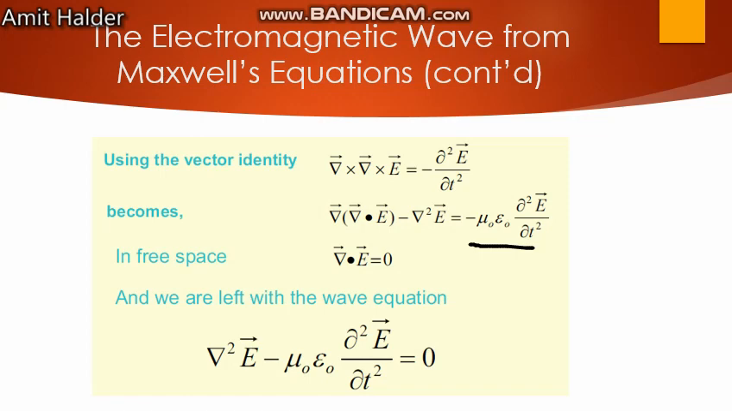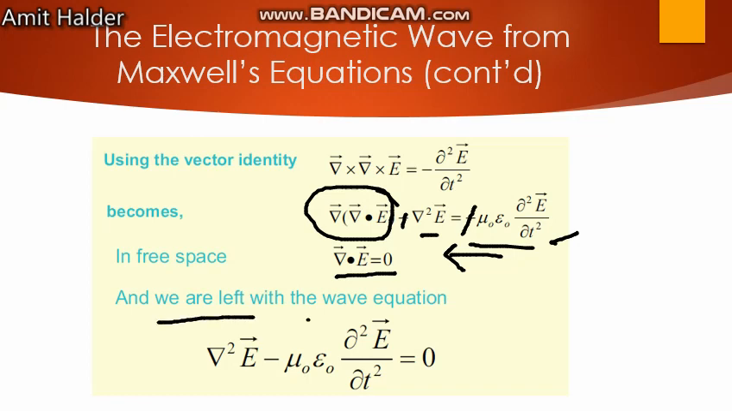And in free space, as I have told you in the previous slide, there is no electric charge and no current, so that part will be 0. If this part is 0, this thing will be cut off. That will be equal to this, and after that, if you just change the side, that is the wave equation: the Laplacian of E minus mu naught epsilon naught, second time order differentiation of E, is equal to 0.